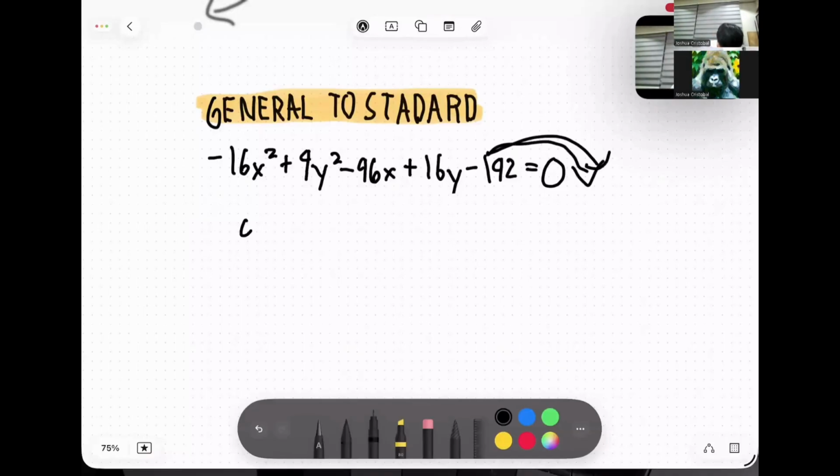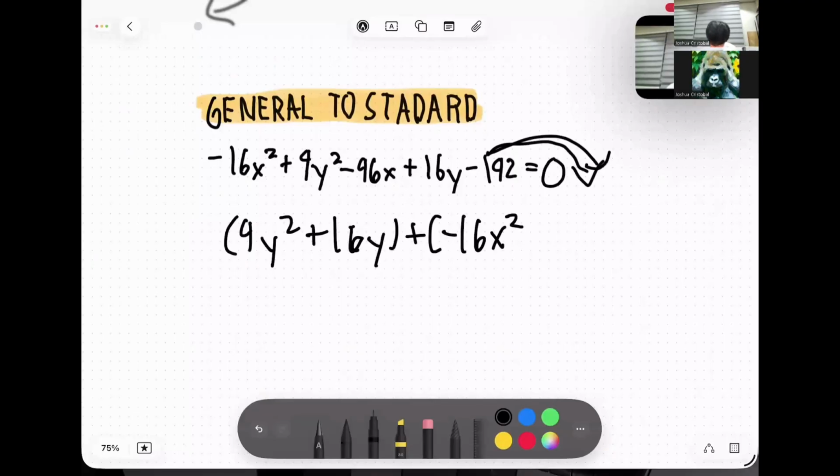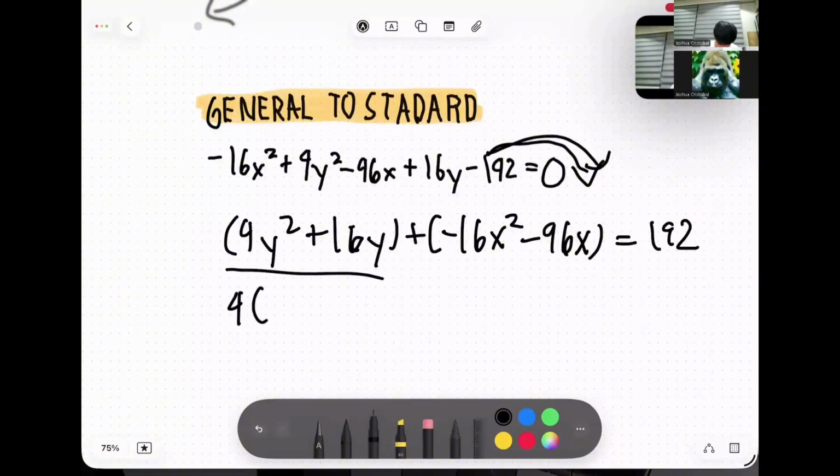So it's going to be 4y squared plus 16y minus 16x squared plus 96x equals 192. After this, we can observe that this is divisible by 4, so we can factor out 4. It's going to be 4 times the quantity y squared plus 4y plus blank.